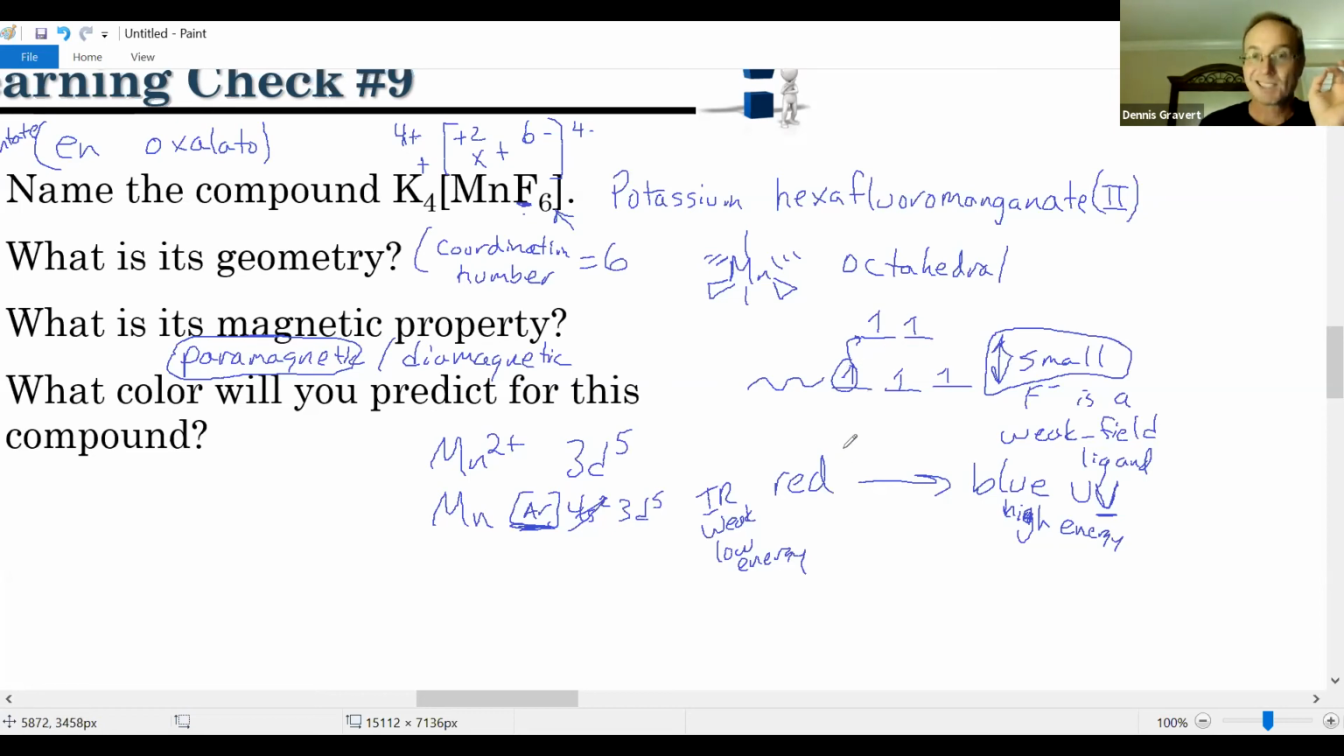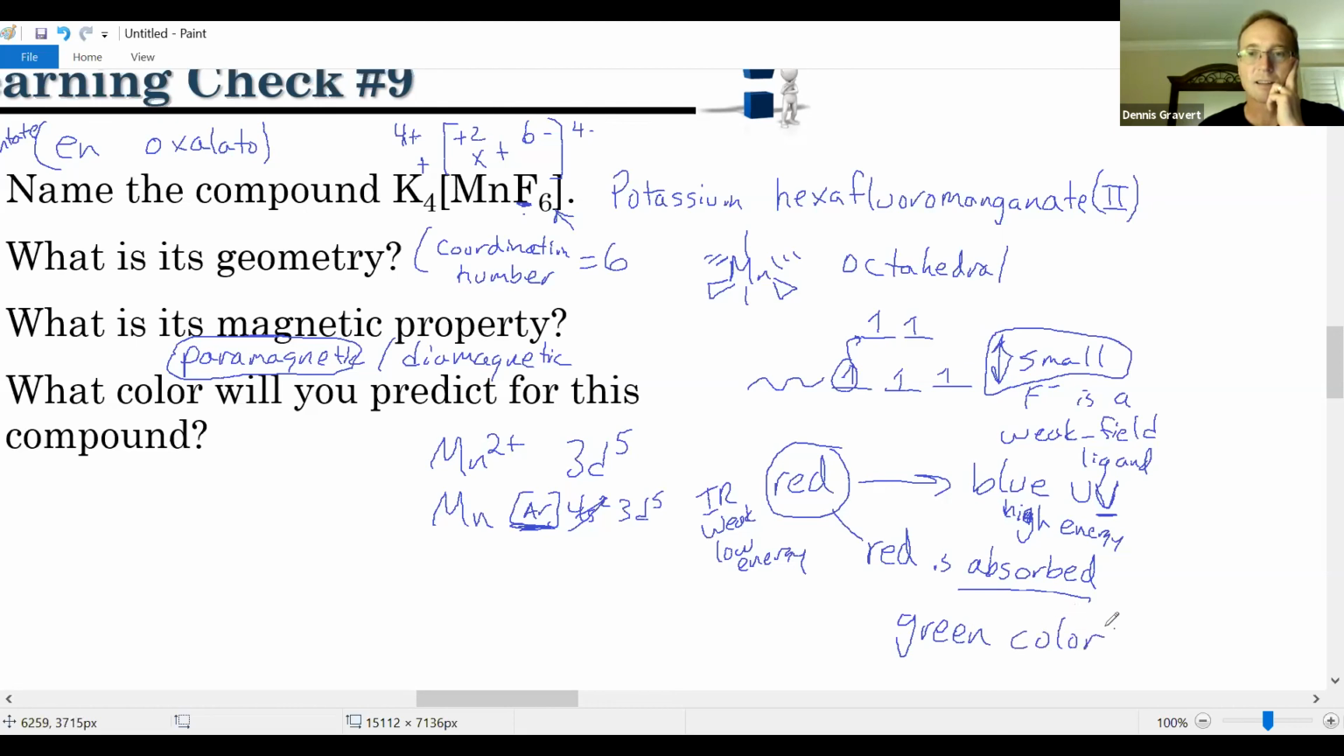So this is the tricky part. It's a small gap. So red is absorbed. So you shine white light on the solution, all the red light gets taken away. What are you left with? The opposite of red. If you said blue, I would give you that full color, that full credit. It's actually green. Green's the opposite of red. So the solution is actually green color.